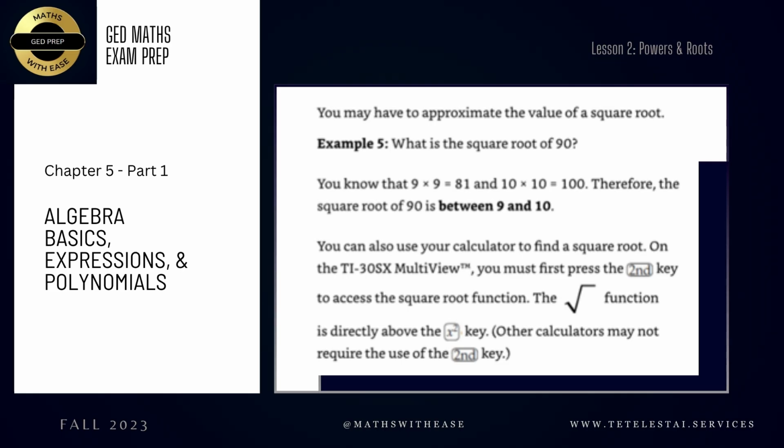You can use your calculator to find the square root. First, you have to press the second function key, and then the square root key, which is directly above the exponent key or the x squared key. Other calculators may not require the use of the second function key. In other calculators, you might see the square root key as a raised key that you can just press on its own. With this particular calculator, you have to press the second function key first.